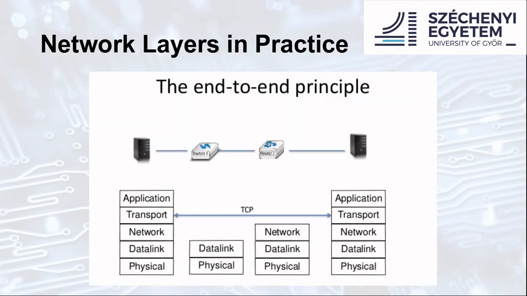In practice, we use the combination of before presented models and we get a 5-layer model which has physical layer, data link layer, network layer, transport layer, and application layer. Let's see how they work.